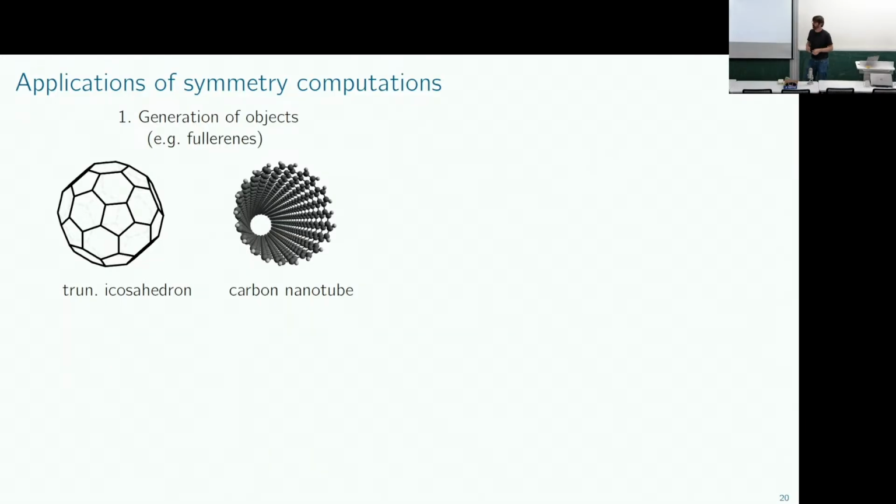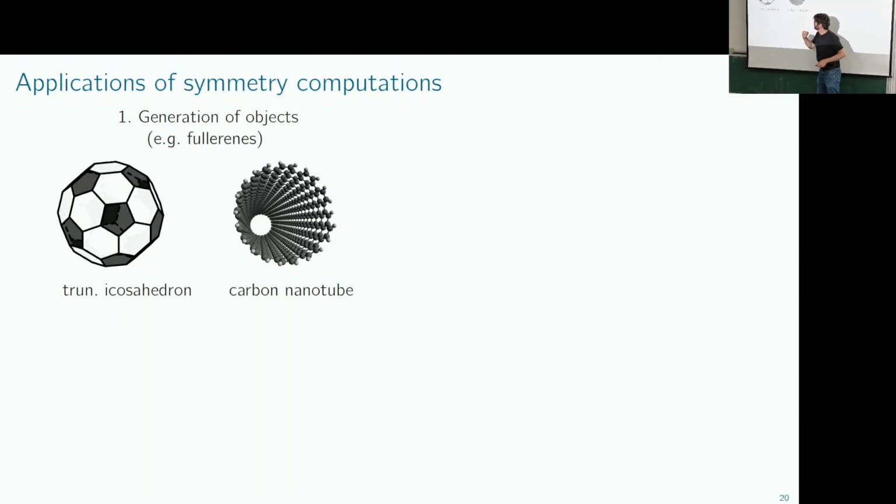All right, so applications of symmetry computation are, for example, you want to generate all kinds of objects of a certain type. For example, chemical molecules such as fullerenes, there are tools that generate these. So here are two fullerenes. Here's a carbon nanotube, here's a truncated icosahedron. You may recognize it better as a soccer ball.